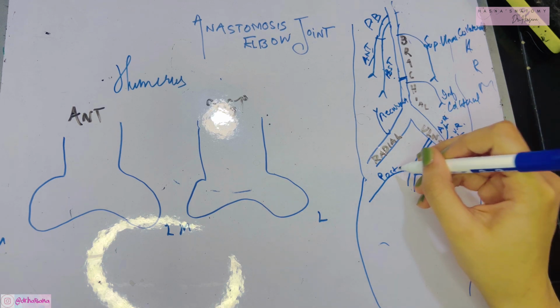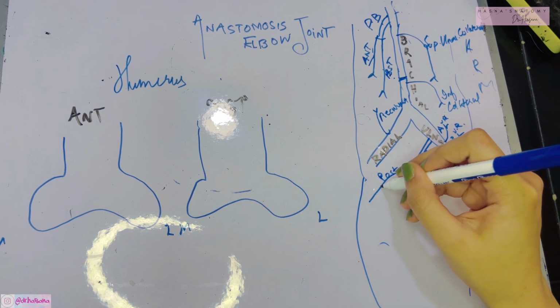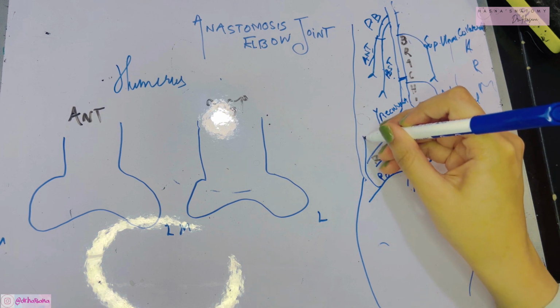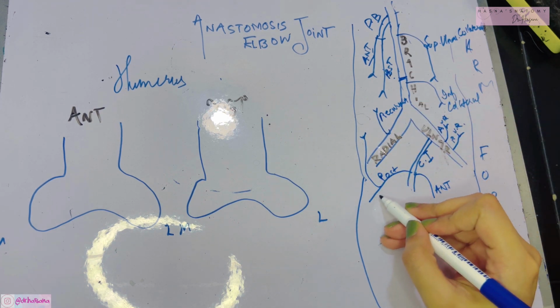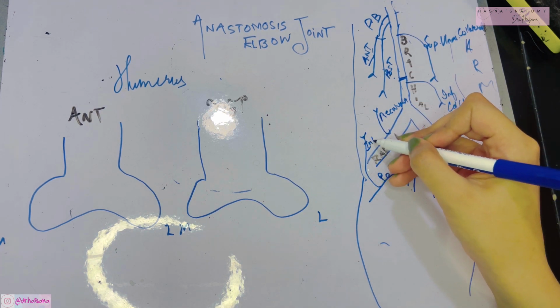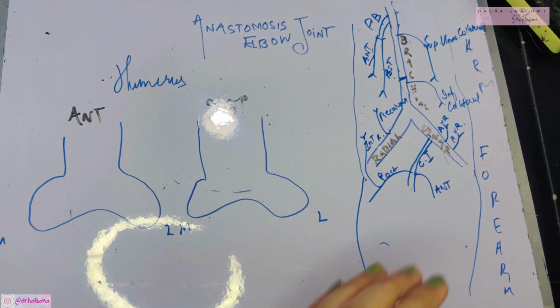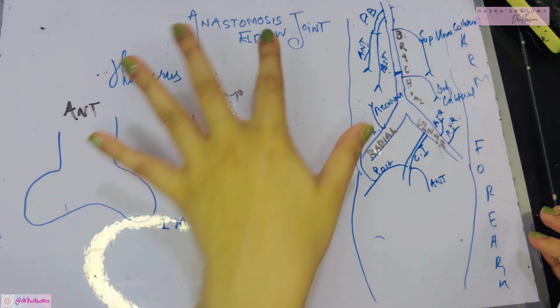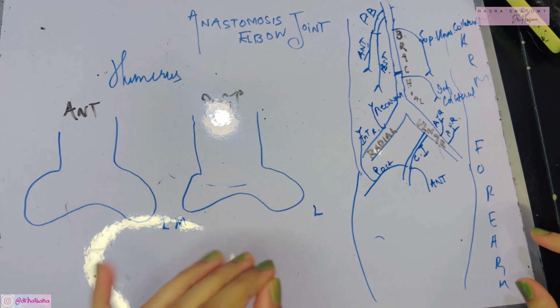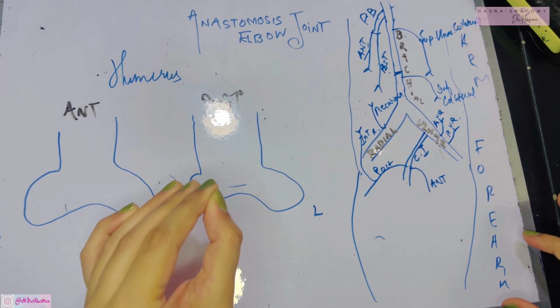Now, the posterior interosseous artery is going to give an interosseous recurrent artery. So it gives a, what is this? The interosseous recurrent artery. So guys, if you can remember all of these branches, I assure you the anastomosis of the elbow joint is going to be just simply words.